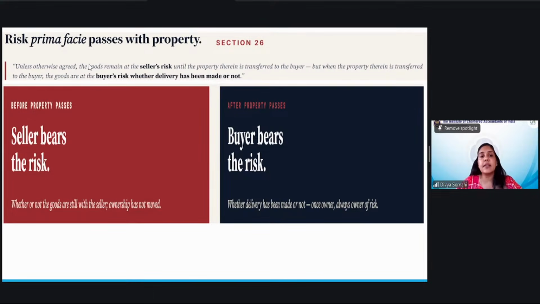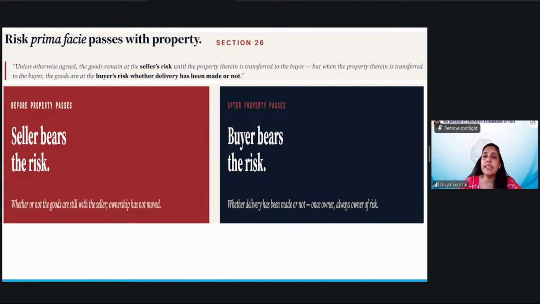Unless otherwise agreed, जब तक कुछ और नहीं कहा हो, ठीक है? Unless otherwise agreed simply means unless anything else is discussed or agreed between the parties. Otherwise, we have this rule which is stated in section 26. So what does it say? The goods remain at the seller's risk until the property therein is transferred to the buyer. So until and unless the property transfers to the buyer, it will remain the seller's risk, because the seller is the owner.